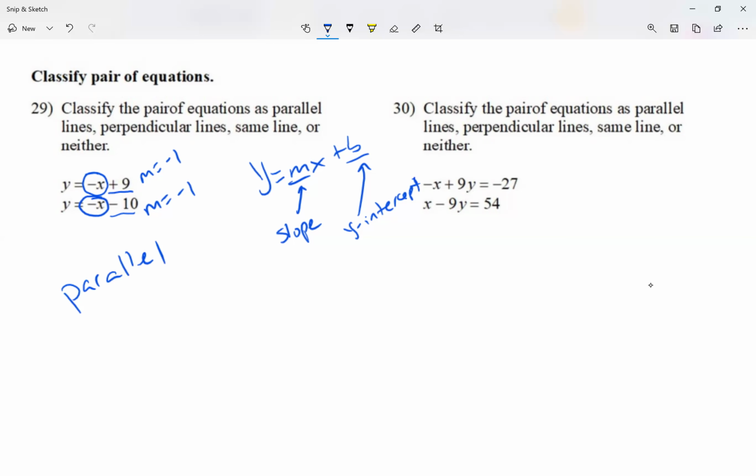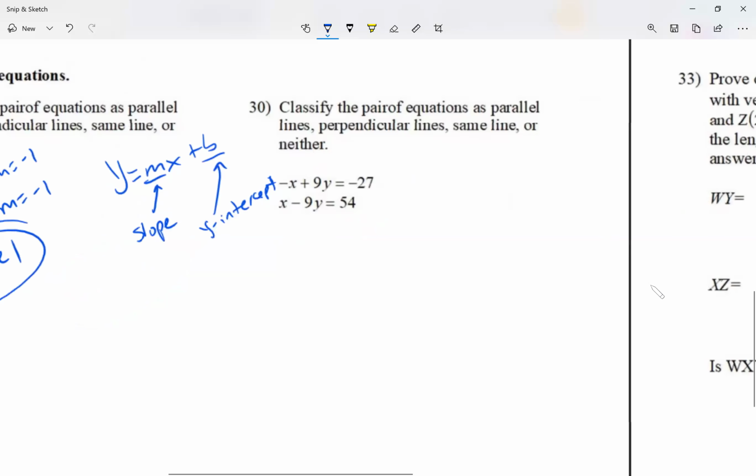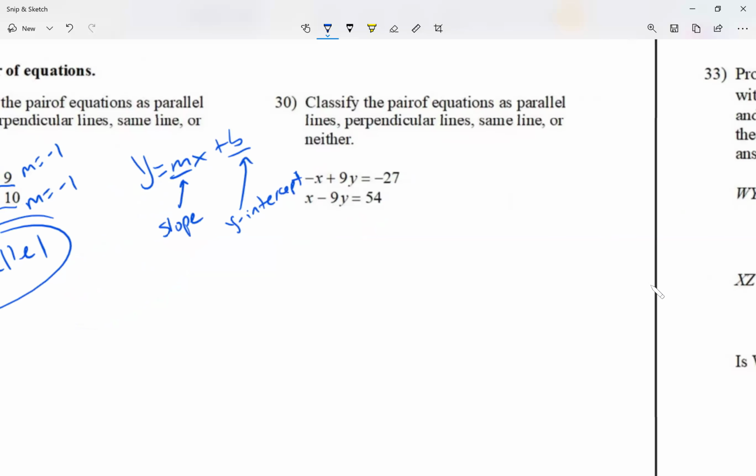Pretty cool, huh? Just look at the slope. Way, way easier than yesterday, right? Now let's take a look at number 30. We're going to classify the pair of lines as parallel lines, perpendicular lines, same line, or neither. Now, it would be nice if we had this written in slope intercept form. So y equals mx plus b.